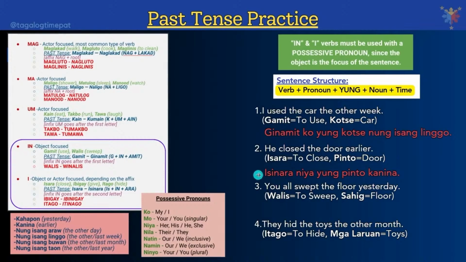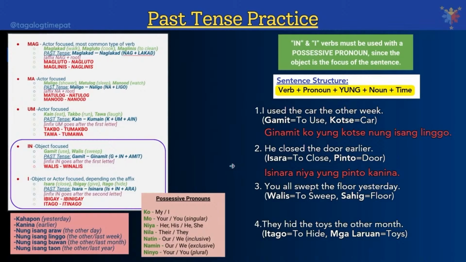So again, remember, for e verbs, the in just goes after the second letter. Then it's the pronoun niya, which is he or she in the possessive pronouns. Then it's the word yung, which means the. Then it's the noun pinto, which means door. Earlier is kanina. So we are just plugging all of the words into the sentence structure and then using the conjugation patterns that we learned.